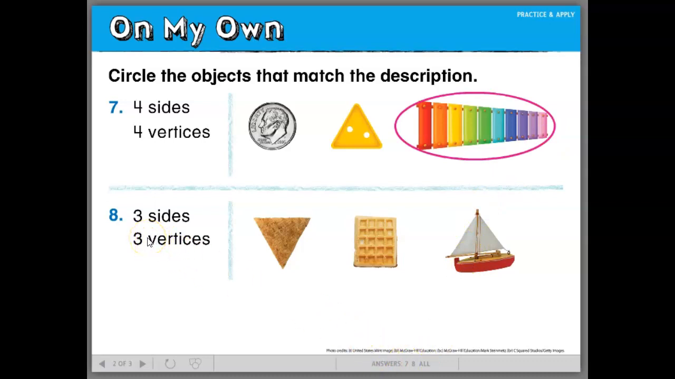Now we're going to find ones that have 3 sides and 3 vertices. Does the cracker have 3 sides and 3 vertices? Yes. What about the waffle? No, we know that's a shape we did the other day. It's a rectangle, and then I see little squares inside. What about the boat? Is there a part of the boat that has 3 sides and 3 vertices? Yes, if I look at the flag on this sailboat, the sail has 3 sides and 3 vertices. So there we had 2.